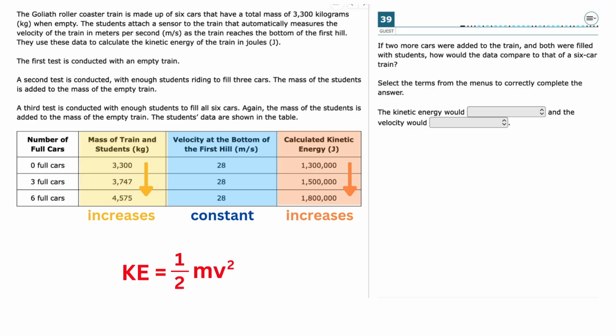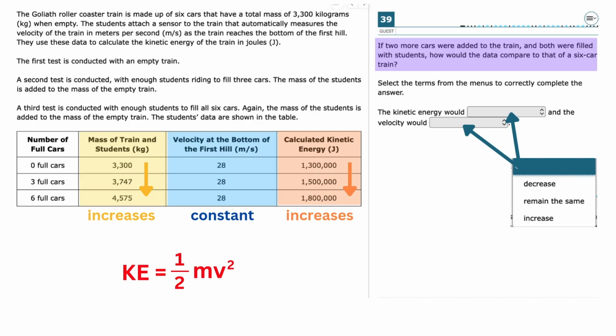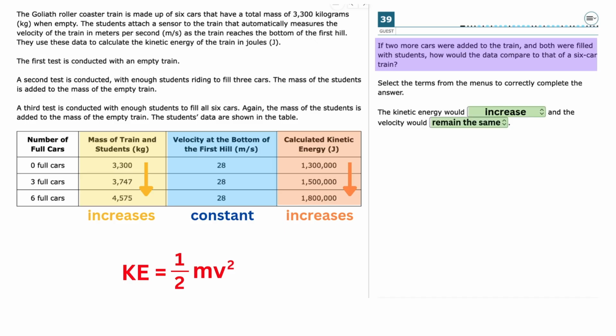The question asks, if 2 more full cars were added to the train and filled with students, how would the kinetic energy and velocity compare to the 6-car train? Based on the data pattern, the kinetic energy would increase because the total mass of the train is greater. The velocity would remain the same, just like in all previous tests. So, the correct answer is, the kinetic energy would increase and the velocity would remain the same.